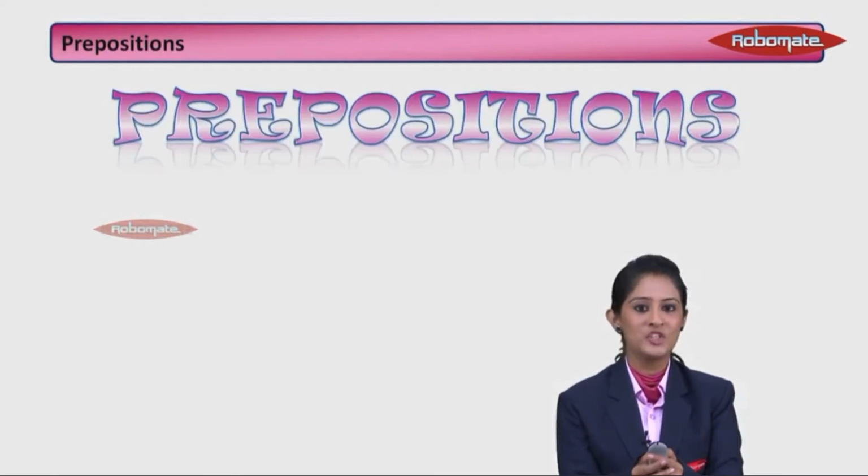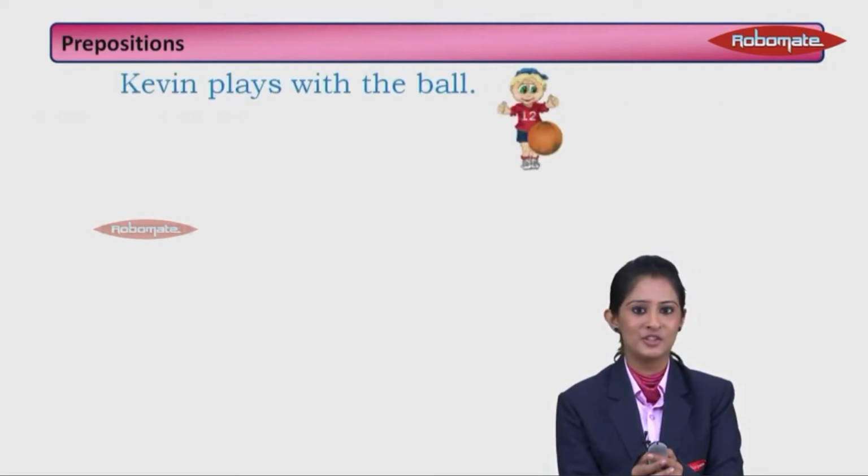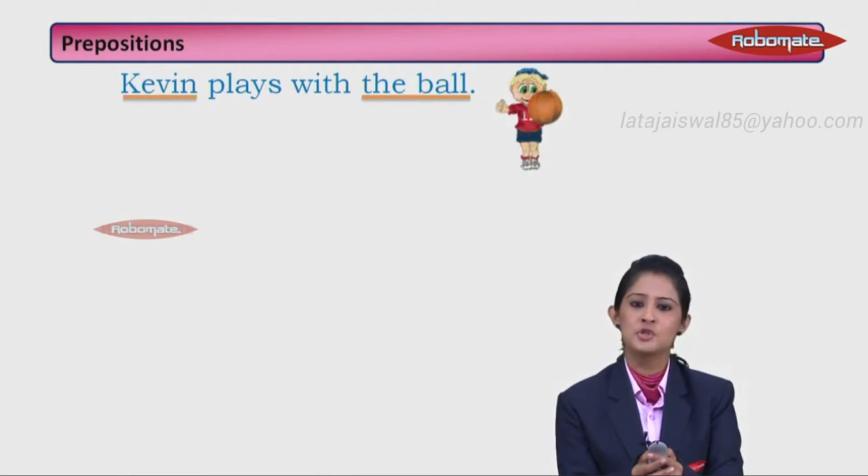Today we shall begin prepositions. Let's take a look at this example. Kevin plays with the ball. We have two nouns, Kevin and the ball. And along with that, we have the word with, which is a preposition.